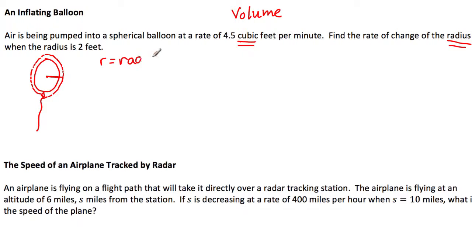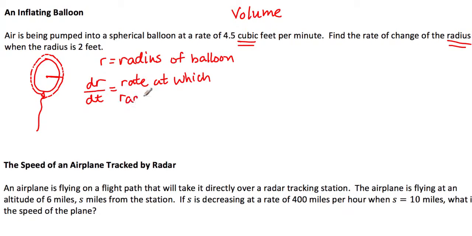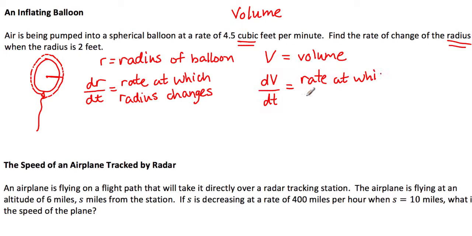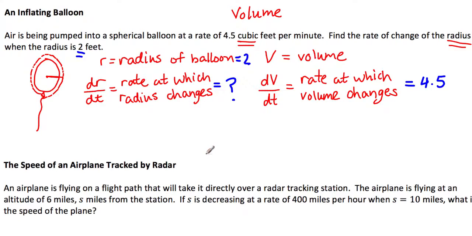Well, we're working with the radius of the balloon, so r will be radius. We're also dealing with the rate at which the radius is changing, which would be dr/dt. Since it's labeled as cubic feet per minute, I know that I'm dealing with volume, so let's call volume V, and then the rate at which the volume is changing would be dV/dt. To make it easier for our step 4 later on, let's go ahead and write down what values we're given and what it is we're solving for. So we know that the rate at which the volume is changing is 4.5, and we want to find the rate at which the radius is changing when the radius of the balloon is 2.